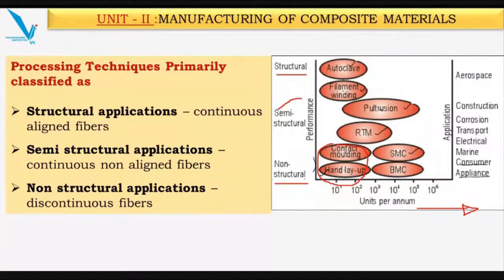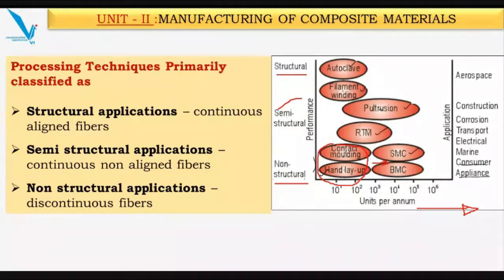For non-structural applications, if the number of units is larger, then you have to automate the process, because this is manual. Manual intervention is required, and obviously it depends on the skills of the laborers. So you have to switch over to a process that can be a little automated. Consumer applications come under this, like roof sheets and tents. We call these non-structural materials.